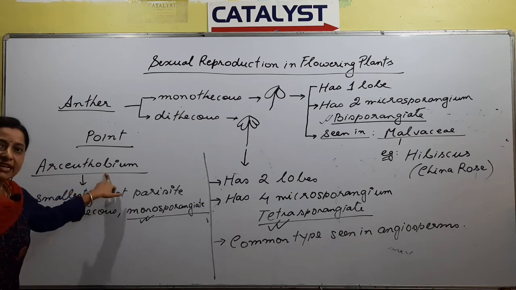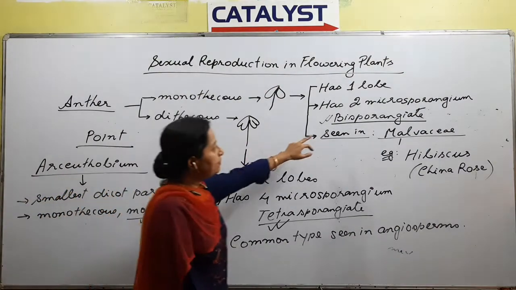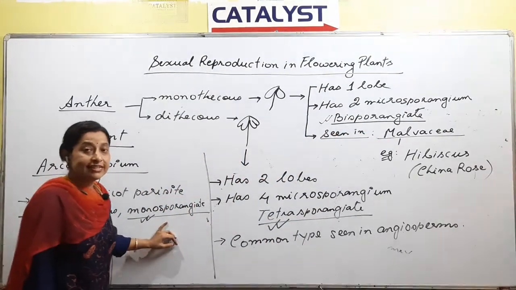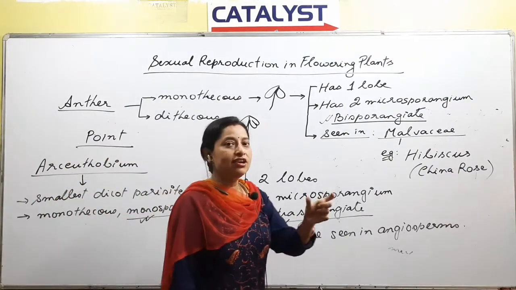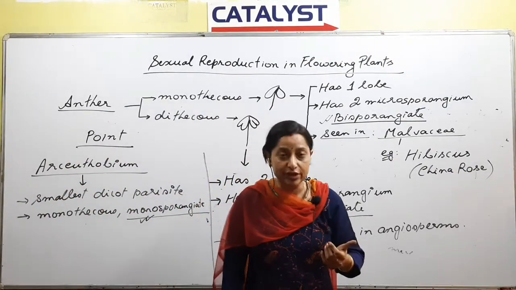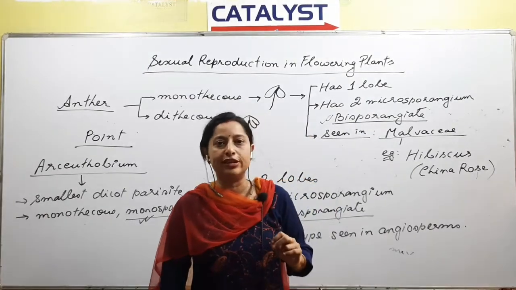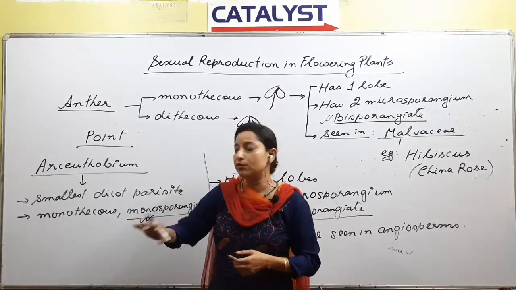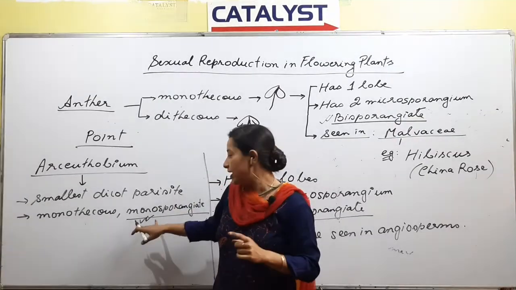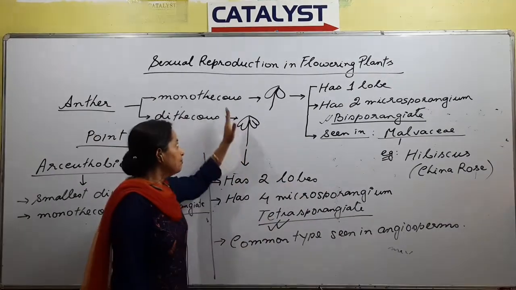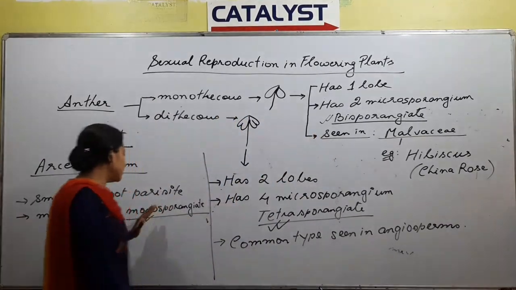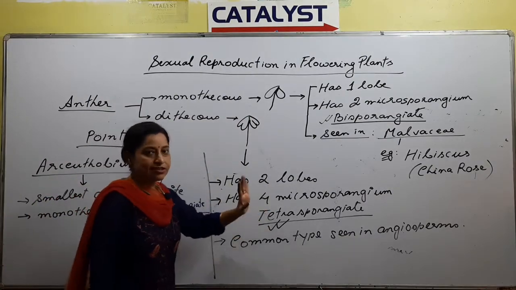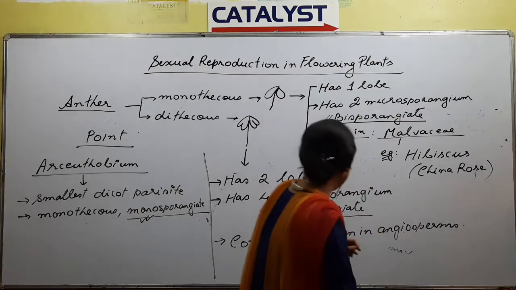Monothecous means we know it is a single lobe. When it is a single lobe, we have used the word bisporangiate, but here we use the word monosporangiate. So whenever an anther is single lobe, the number of microsporangia that it has is always 2. But this is an example where the anther is single lobe, but the number of microsporangia present is 1. So we are using the word monosporangiate. Monothecous bisporangiate or monothecous monosporangiate are in common, and dithecous tetrasporangiate. I think we understand till this part, right?